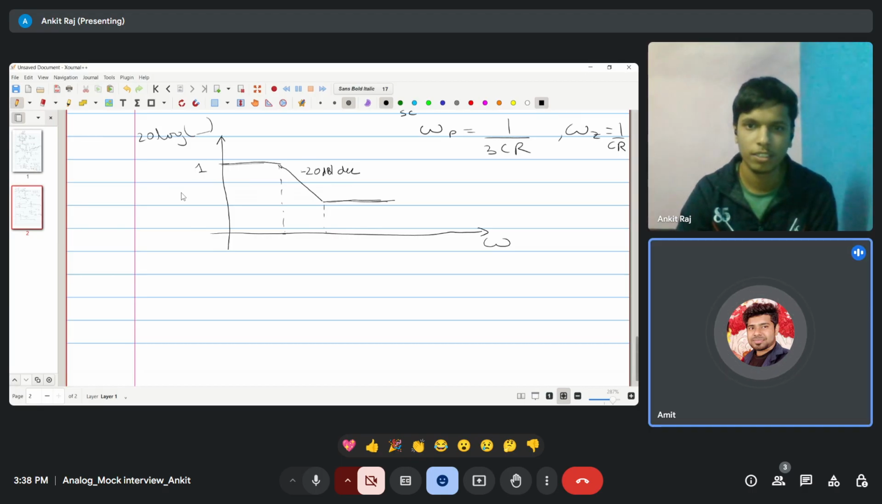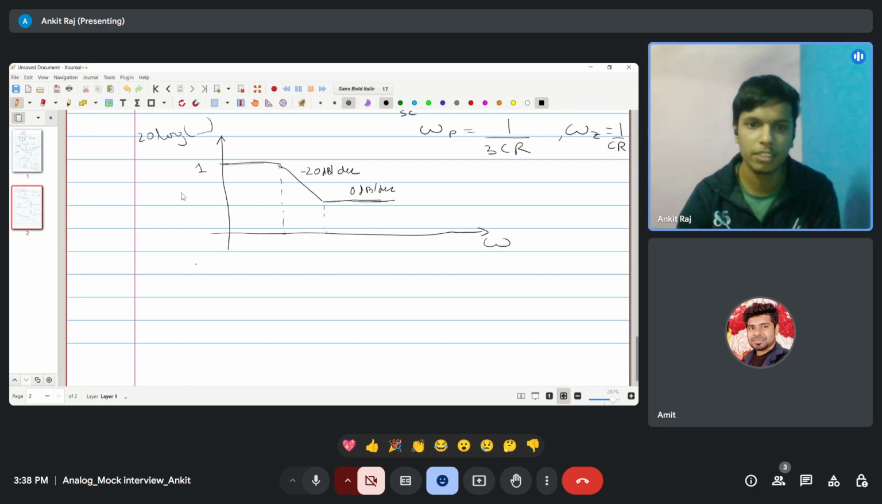Now what is the DC value, the DC gain of the circuit in dB? In dB it's in the zero area. So make it 0 in the graph.